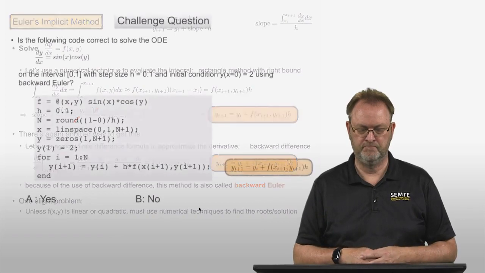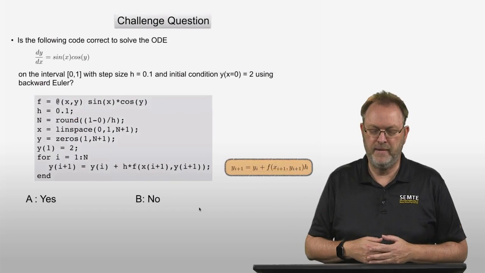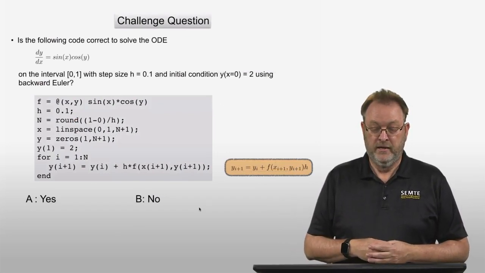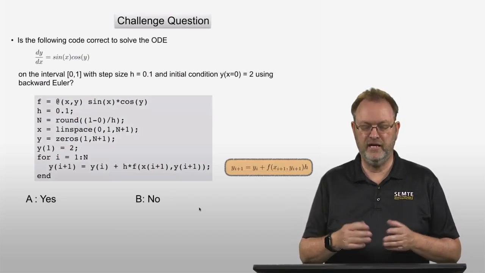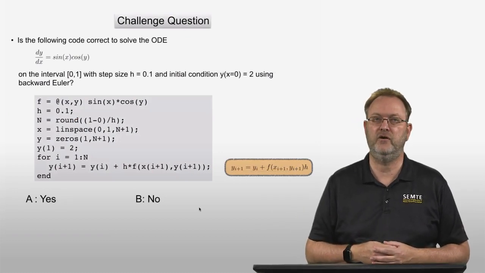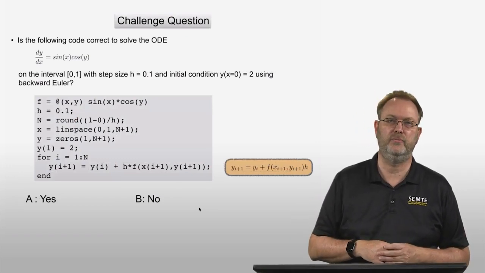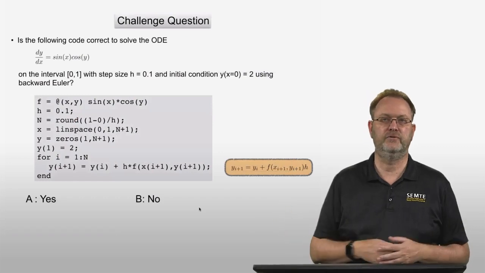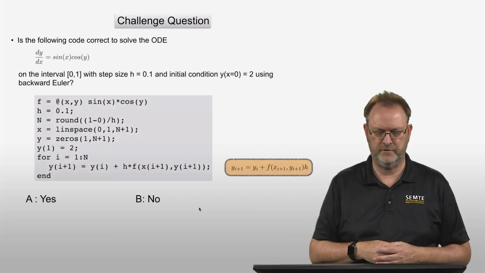Now let's do a challenge question of how you would code Euler's backward method, or backward Euler, or the implicit Euler method. The question is the following: is the code correct to solve the ODE dy/dx equal to the sine of x times the cosine of y on the interval from 0 to 1 with a step size of h equal to 0.1 and an initial condition y at x equal to 0 is equal to 2, and we want to use the backward Euler method.